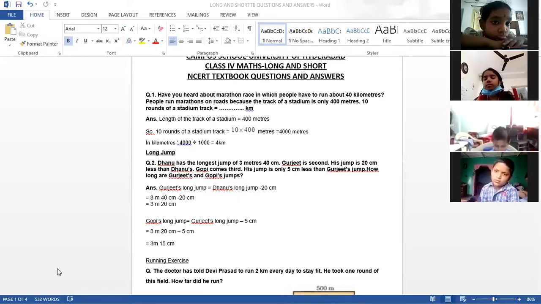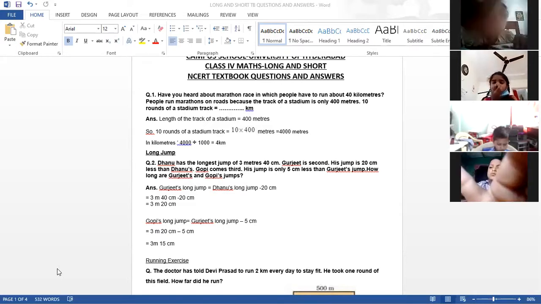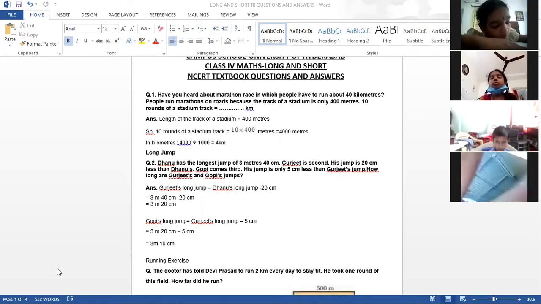The answer is there in the worksheet also. The answer is there on the board. Whichever you want, you can copy the answer. It's very simple, no? If you run one time around the stadium, it covers 400 meters. If you go for 10 rounds, 10 into 400, that will be 4,000 meters. If you want to convert into kilometers, divide by 1,000, you will get kilometers. It's a very simple question.